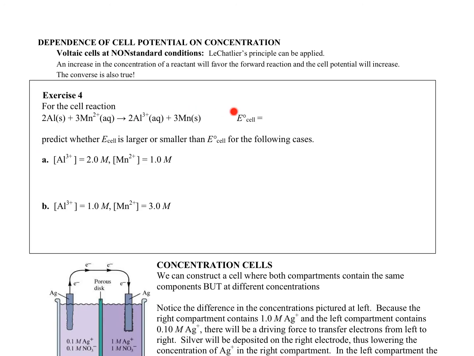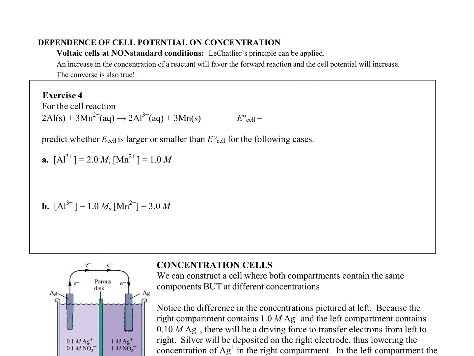If we look at this overall problem, it asked for our E cell. So we need to find our original E cell to see what changes. Predict whether the E cell is larger or smaller than the E cell for the following equations. Notice the difference between these two is only the not symbol. You need to know what that means. So predict whether the cell that's not at standard conditions will have a larger or smaller electron potential than the cell at standard conditions.